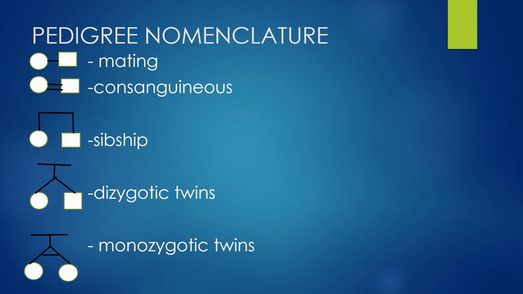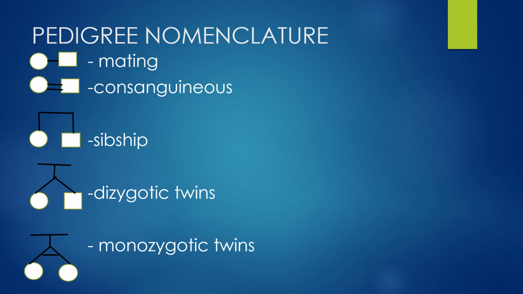a square that are joined together by a horizontal straight line. This represents two people that are married or together and have children. Now, the next symbol I want us to pay close attention to is a circle and a square that are joined together by two straight lines.